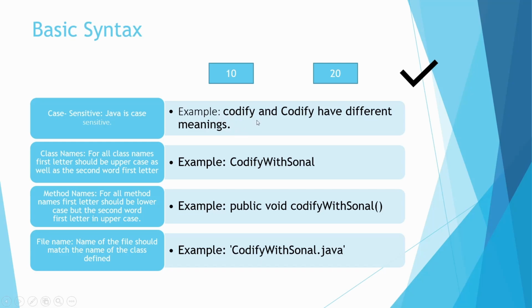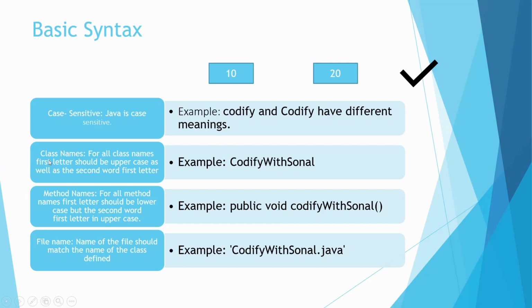If you are using a variable in the program with a small c and then you're referring to it as capital C, you'll see the values which will be printed are completely different, stored according to it. If you try to print this codify, it will print 10. If you try to print this Codify, it will print 20. So just take care about the case sensitiveness.